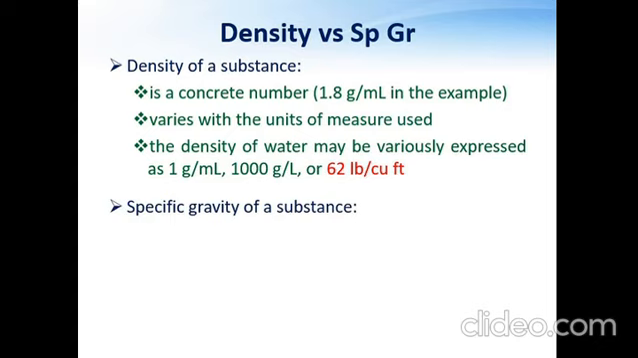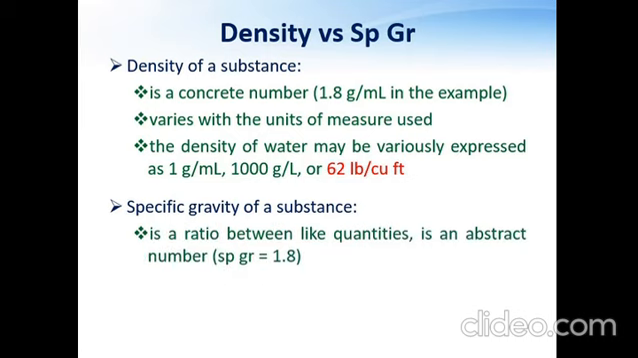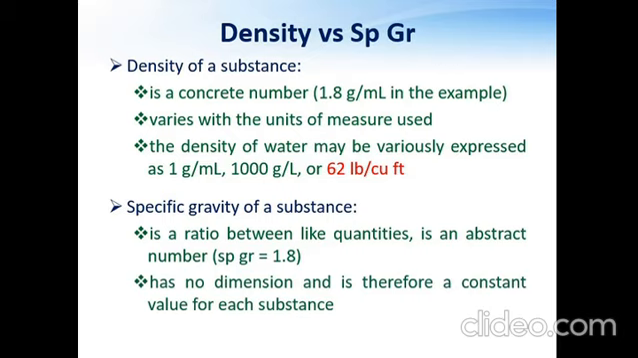And the specific gravity of a substance is a ratio. SPGR is a ratio between like quantities. It's an abstract number. SPGR is 1.8. It has no dimension and is therefore a constant value for each substance. The specific gravity of water is always 1, no matter what temperature it is, because it is always the weight of the water divided by the weight of the same volume of water. So the specific gravity of water is always 1.